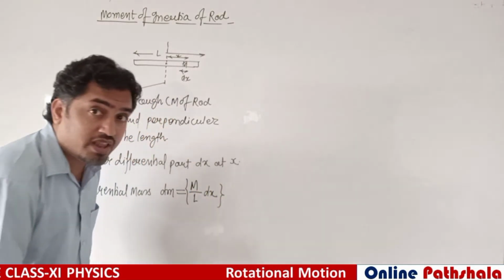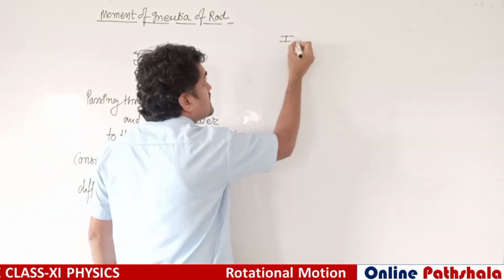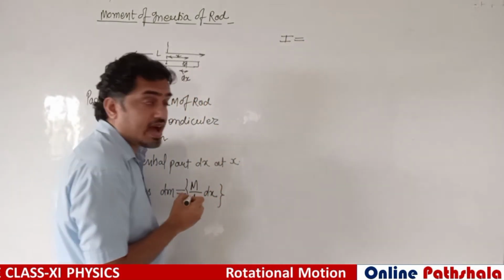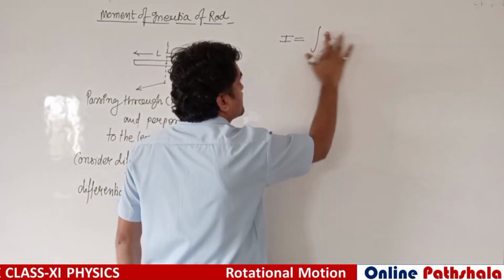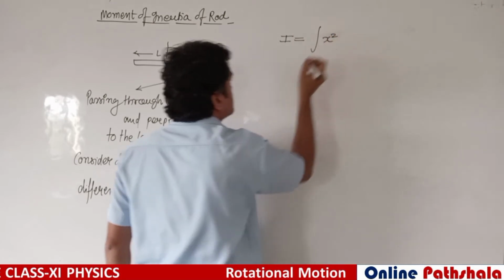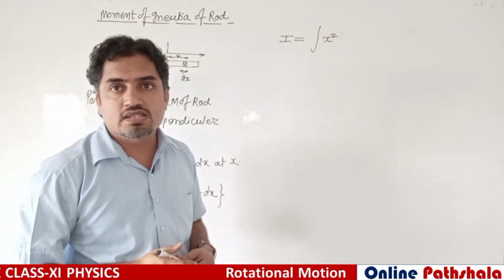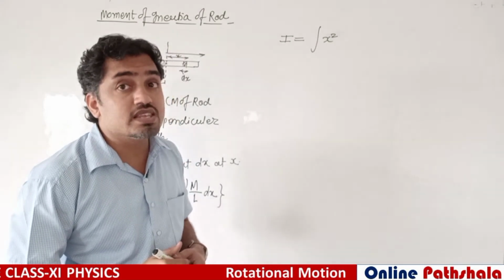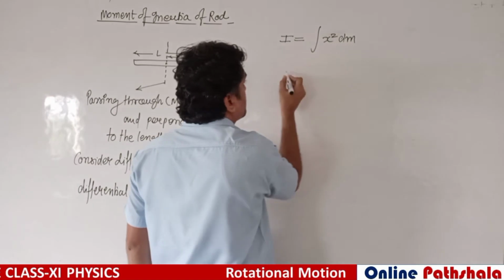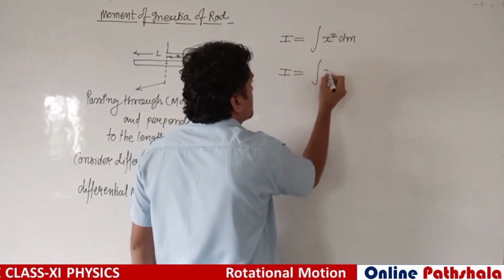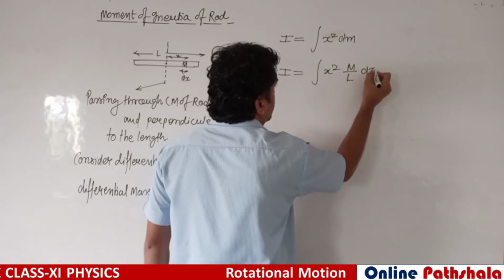Now what is the formula for the moment of inertia? I is equal to integration of r square, but in this case we have to use x square, because it is the perpendicular distance of the differential mass from the axis of rotation. In this case it is x. So x square into dm. Now we put the value of dm, which is mass by total length L into dx.